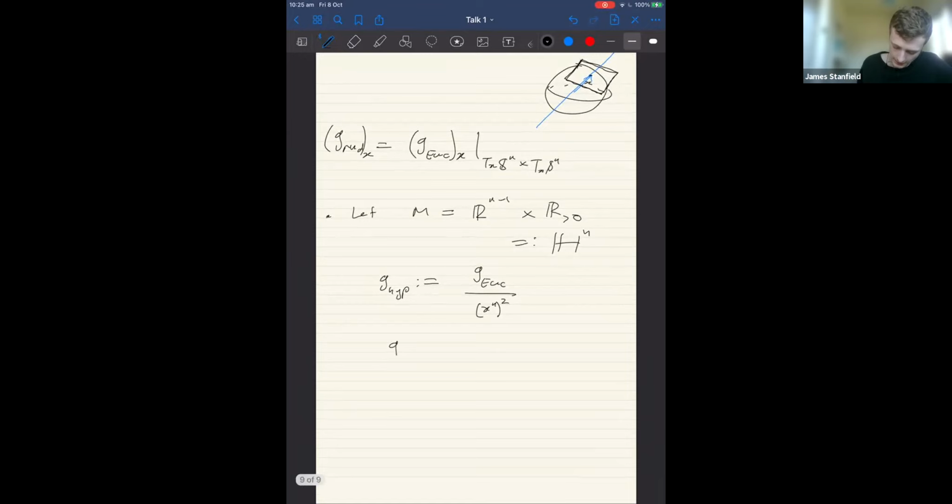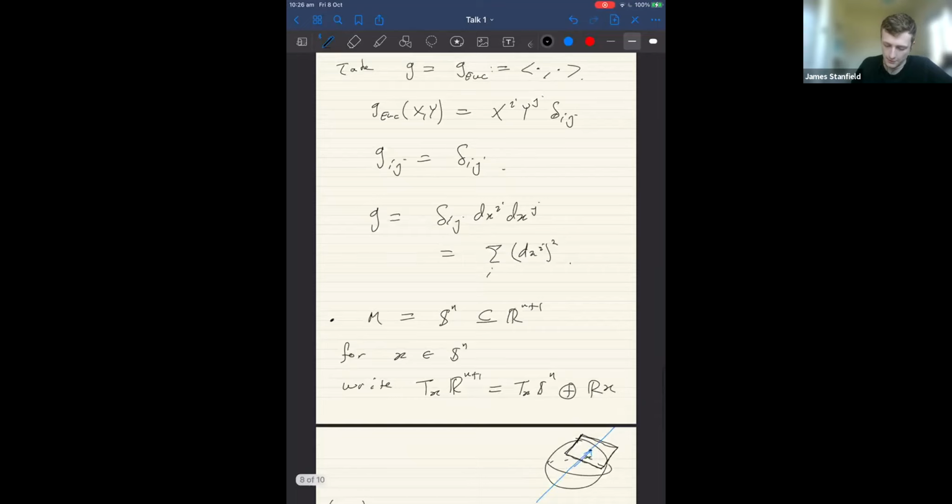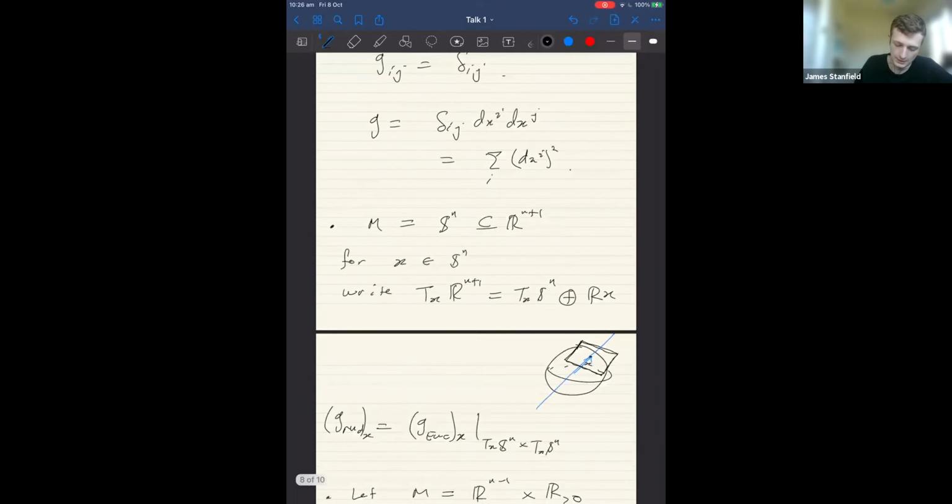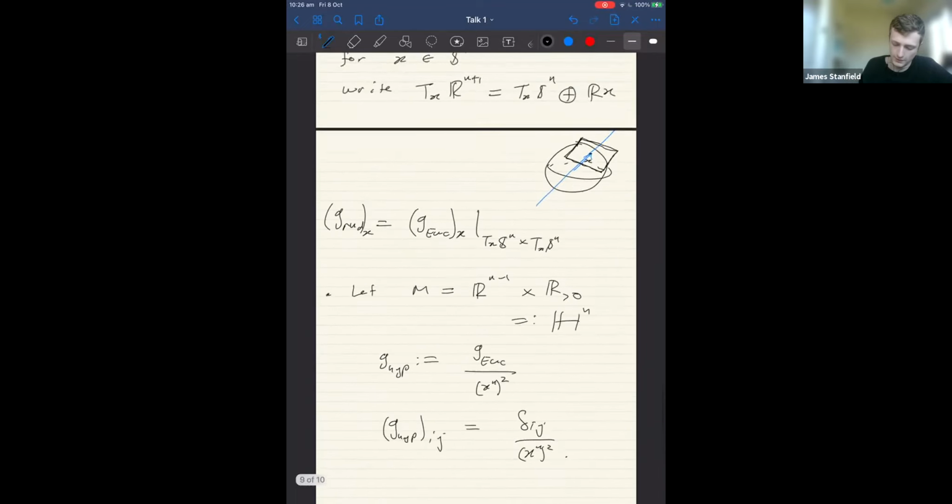And I guess if you want to figure out the coordinates of these, it's just delta ij divided by xm squared. All right. So they're three very important examples, but fairly straightforward.